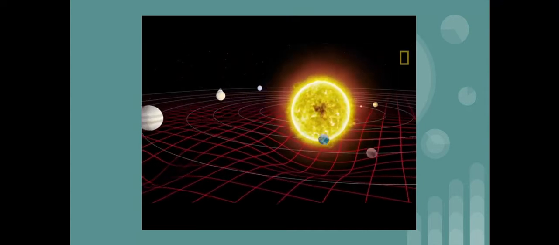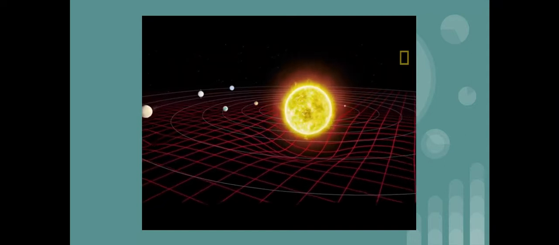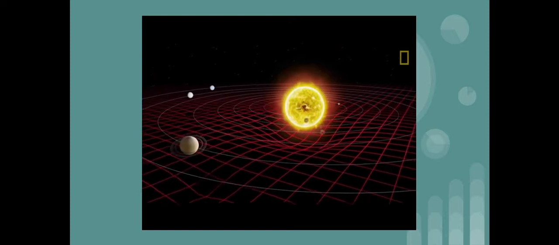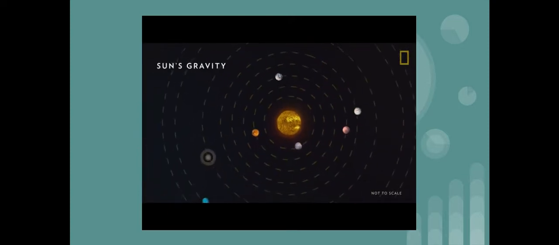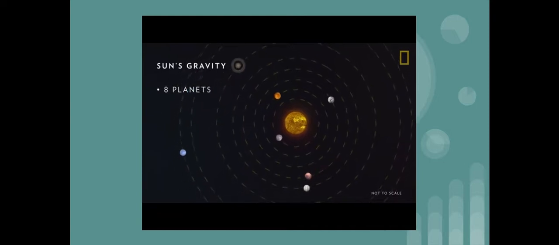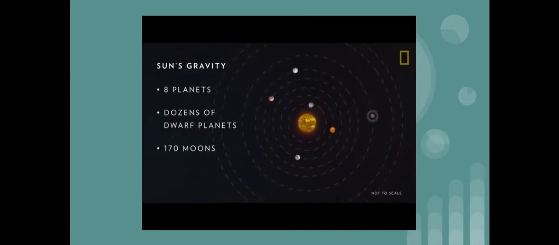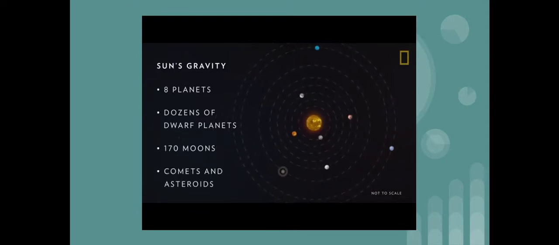Because of this mass, the sun has a great pull on the fabric of space, creating a gravitational force that causes nearby planetary bodies to be drawn toward it. This gravitational pull allows the sun to hold together a system of 8 planets, potentially dozens of dwarf planets, at least 170 moons, and countless comets and asteroids. Without the sun's gravity, these celestial bodies would drift off into deep space.